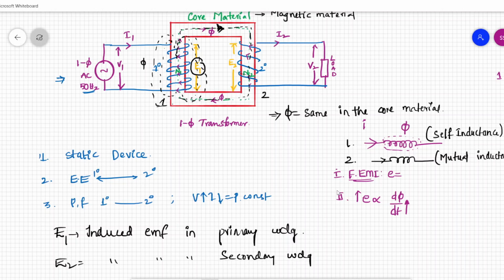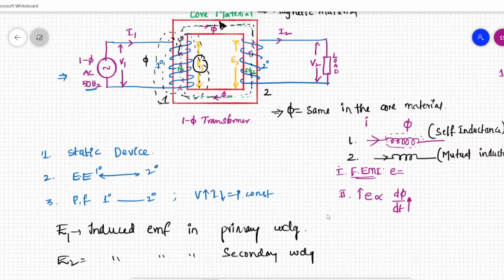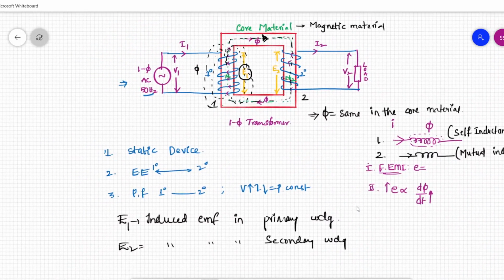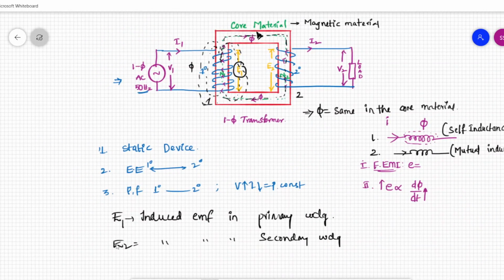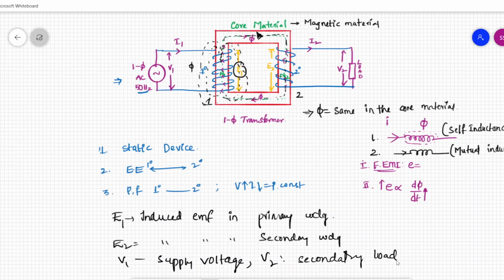Okay, so all these are AC in nature, all are AC quantities. V1 is the supply voltage, which is also AC. V2 is the secondary voltage, the secondary voltage at the load terminal, the secondary load voltage. These are the parameters of the transformer, and N1 and N2 are turns. N1 is the primary number of turns, N2 is the secondary number of turns.